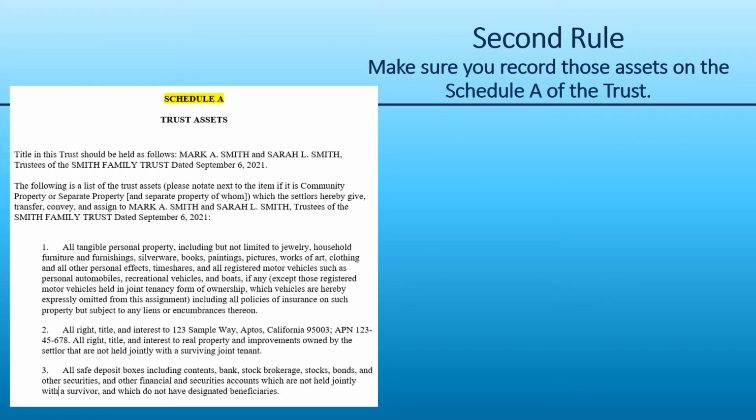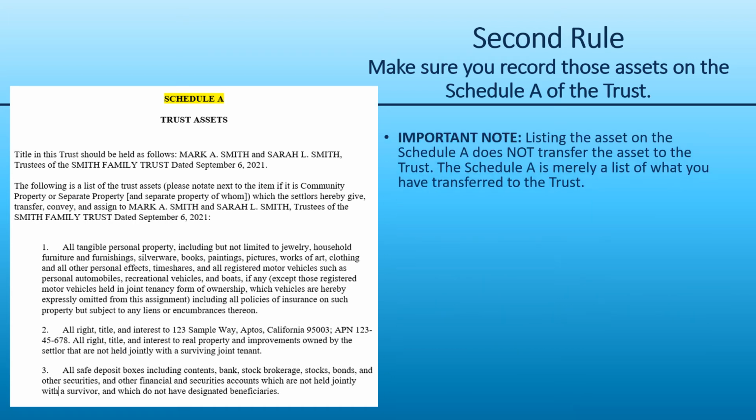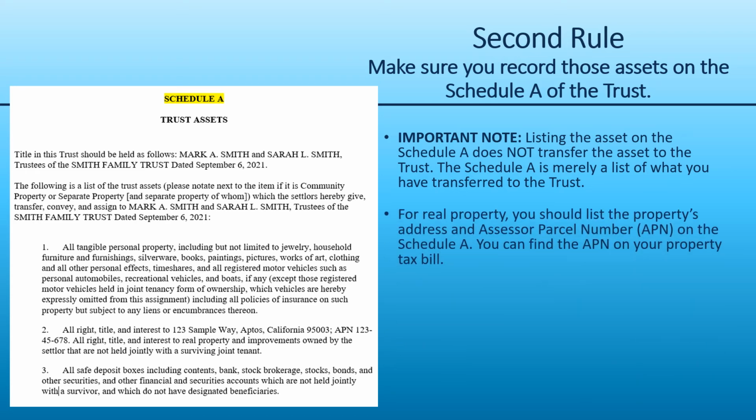Now let's move on to the second rule, which is to make sure you record those assets on the Schedule A of the trust, which is attached at the end of your trust. It's important to note that simply listing an asset on the Schedule A does not actually transfer that asset to the trust. The Schedule A is merely a list of what you have transferred to the trust. For instance, for real property, on the Schedule A, you should list the property's address and assessor parcel number, or APN, and you can find your APN on your property tax bill.